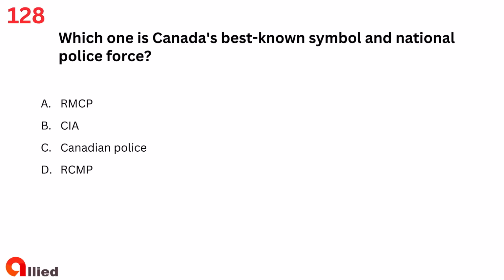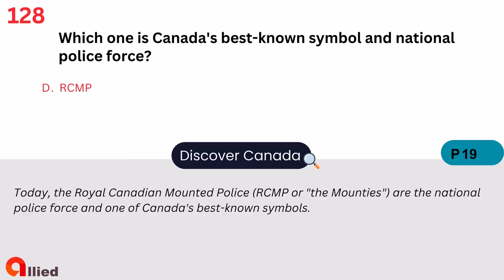Question 128. Which one is Canada's best-known symbol and national police force? A. RMCP. B. CIA. C. Canadian Police. D. RCMP. The answer is D.